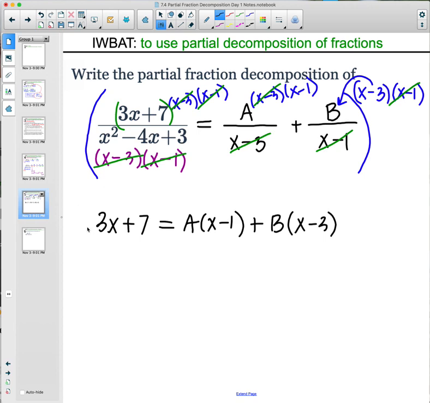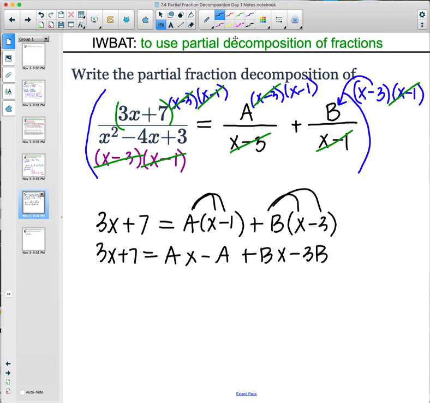So now is where we're going to multiply this out and actually get into the solving. So we have this 3x plus 7 on the left. Multiply the a in, and you have ax minus a plus bx minus 3b. And we just distribute these in. So now what we need to do is group these terms because we sort of have like terms over here. We've got the x's, okay, and then these ones are the constants. We want to match them up with this left side.